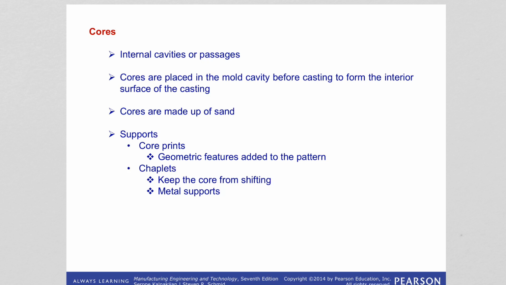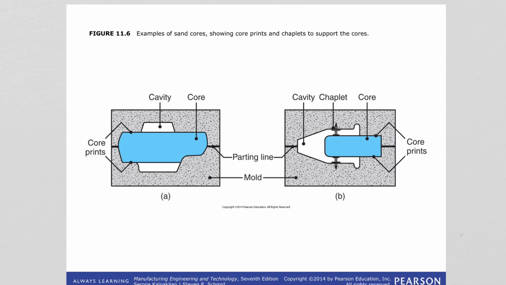There needs to be a way to anchor those cores into the mold. The core is anchored by what we call core prints. These are geometric features added to the pattern in order to locate and support the core. So if you look at the image, these are the core prints here that are basically holding the core so that it doesn't move around when we are pouring the metal.